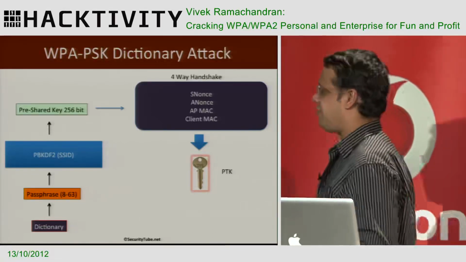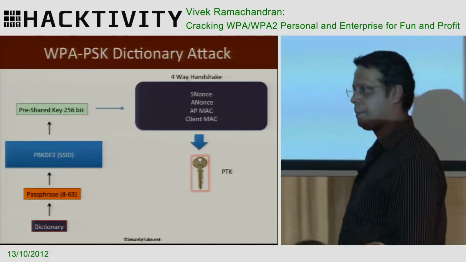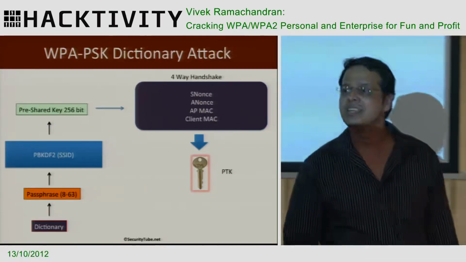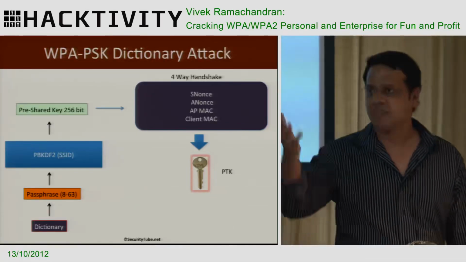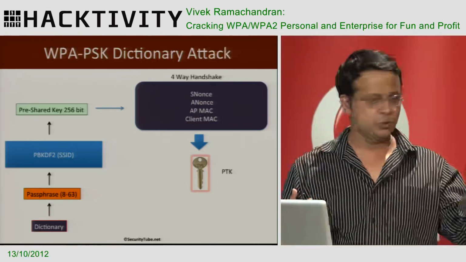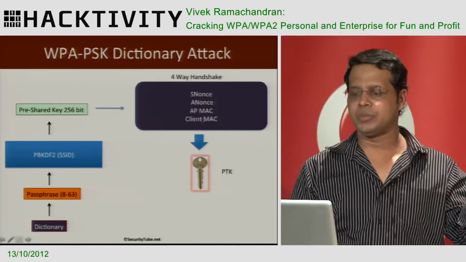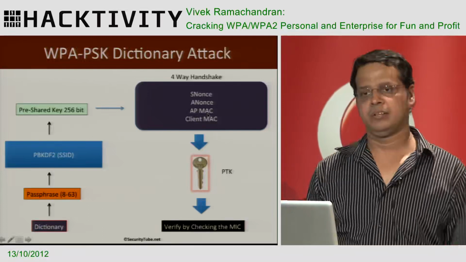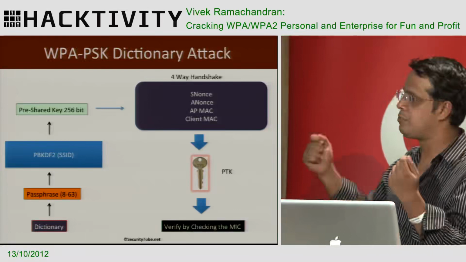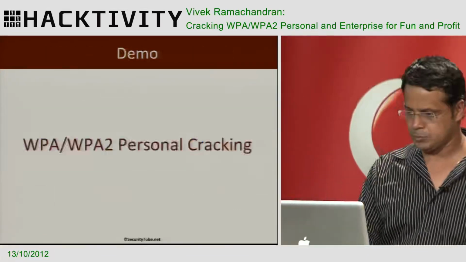Now, how does he verify that the PTK he has derived is the right one? How would he know? Anyone? MIC, fantastic. So using the MIC, right, he's going to use the pre-shared key he just created, all these parameters from the handshake, and check if the MIC value matches, because MIC is just the signature. If the keys match, the value of the signature over the same frame is going to match, right?